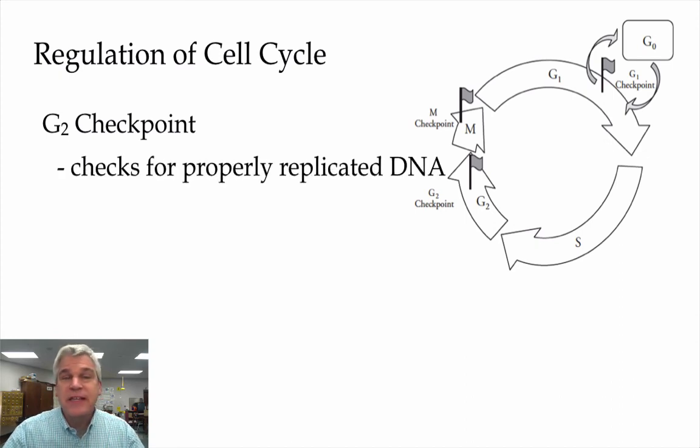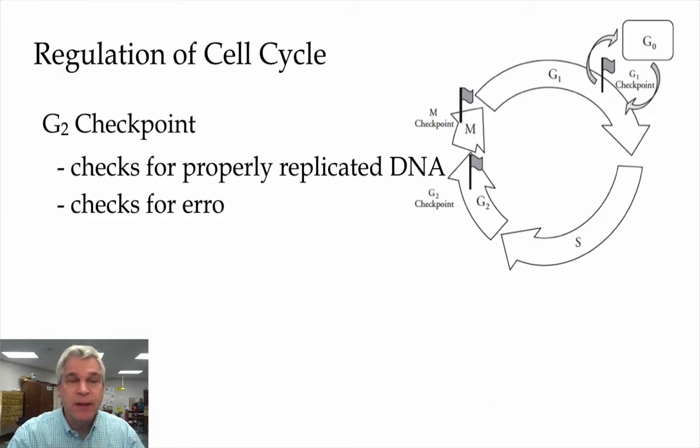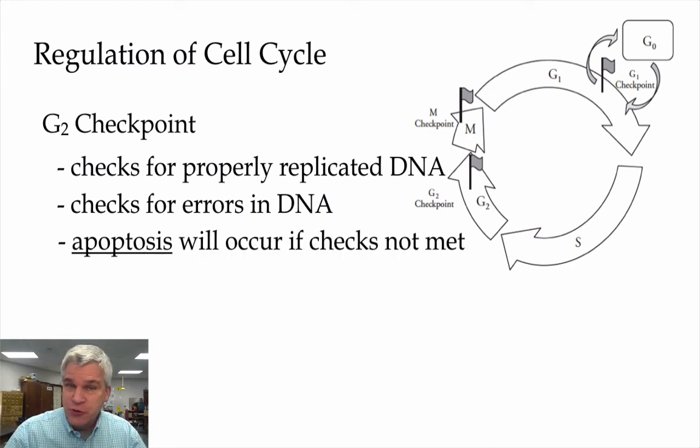The second checkpoint is the G2 checkpoint. Here it's looking to see that the DNA has been properly replicated. Remember, during the S phase, this is when DNA replication is going to take place. It's going to look for any errors in the DNA. If the DNA has not been replicated properly, if there are too many errors in the DNA, the cell should destroy itself. It should go through apoptosis.